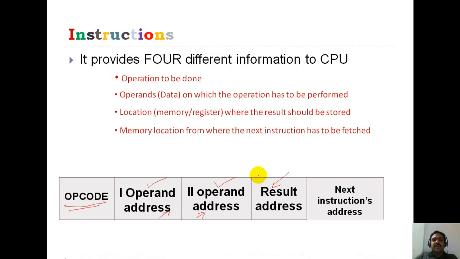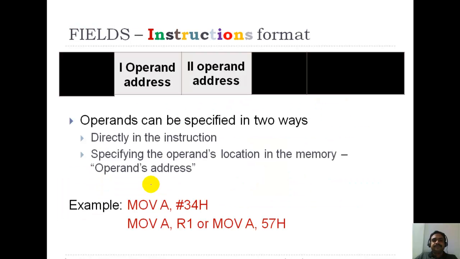So these are the different pieces of information provided to the CPU by the instruction set or in the instructions, not necessarily including all the fields comprehensively. Sometimes it could be just these 3 fields, or it could be 4, or it could be all 5 different fields. Okay.